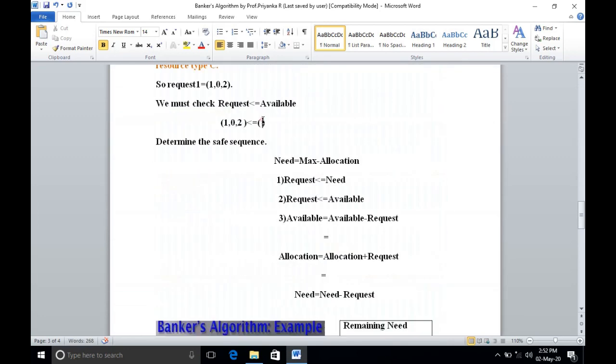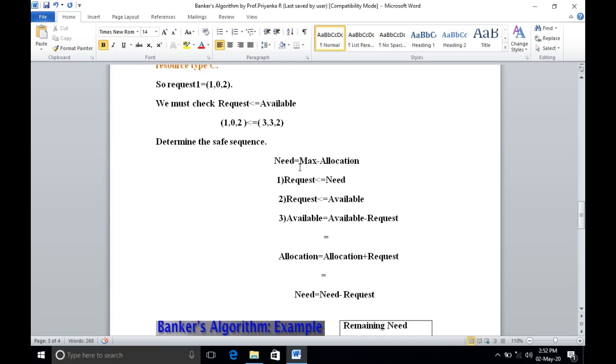So our available is 3, 3 and 2. Yes, it is satisfying the condition. It is lesser than or equal to available. So if this is being satisfied, we'll move forward to the next step. So we determine the safe sequence.